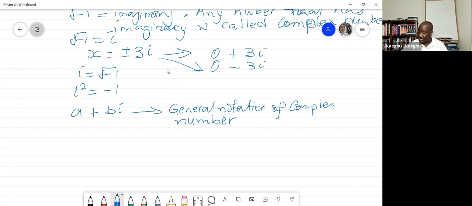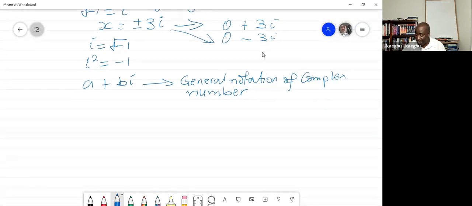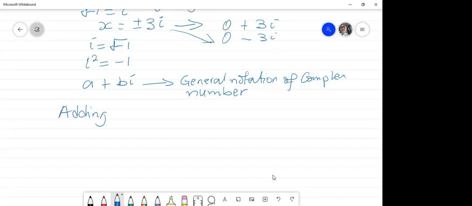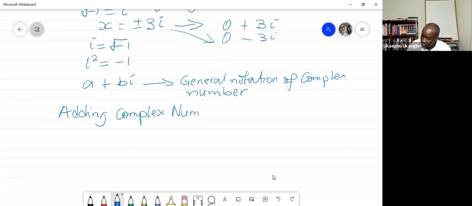Now there are actually 3, 4, 5 things you can do with complex numbers. You can add complex numbers. So let's try adding complex numbers. This is a subtopic, if you will. Now let's give different examples. Somebody can say, add the complex numbers, this and this.